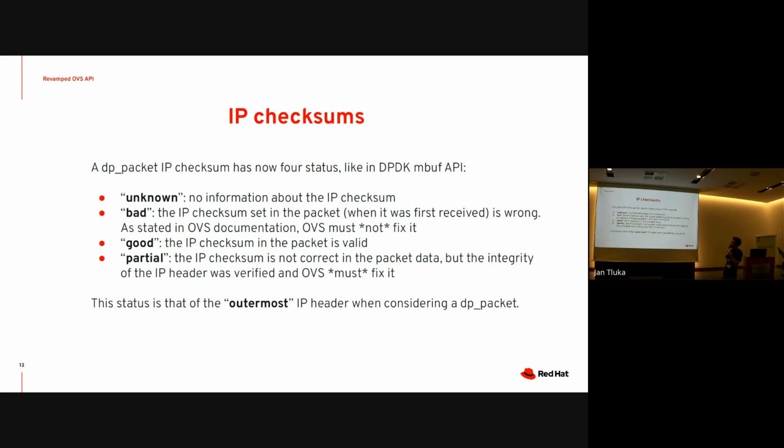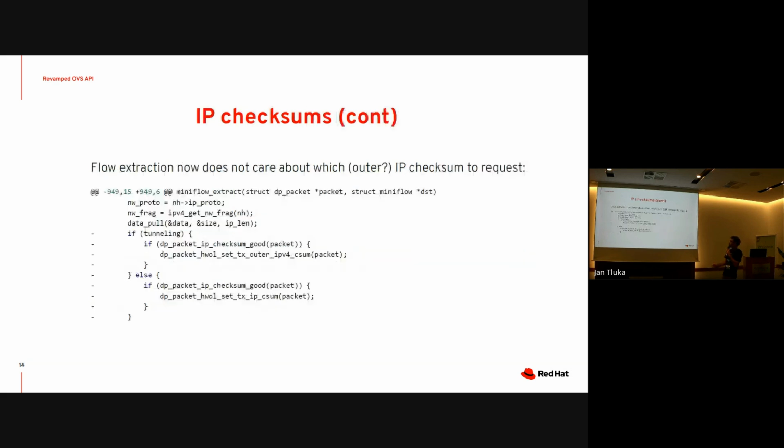And that's it. The important point here is that this status is that of the outermost IP header when you are looking at the packet. Thanks to this outermost property, we don't need to track any tunnel flags anymore, and we don't need to care whether it is outer or inner. We are just looking always at the outermost header. So there's nothing to do in the flow extraction.